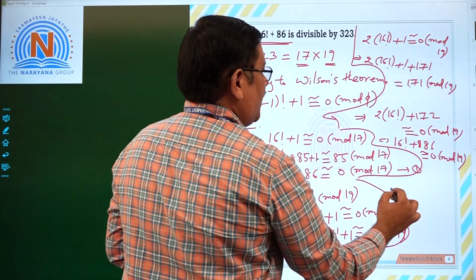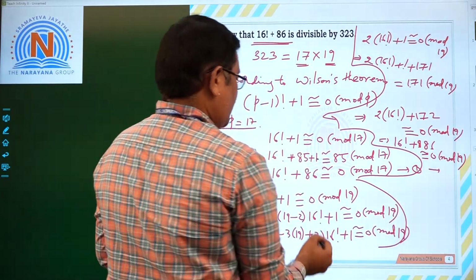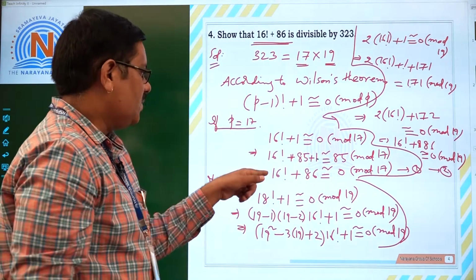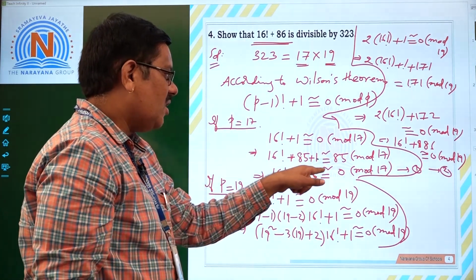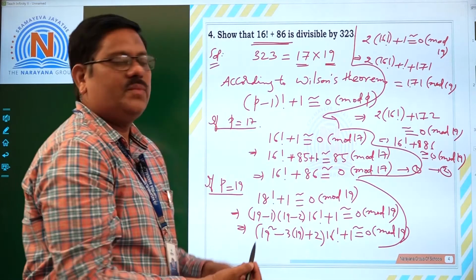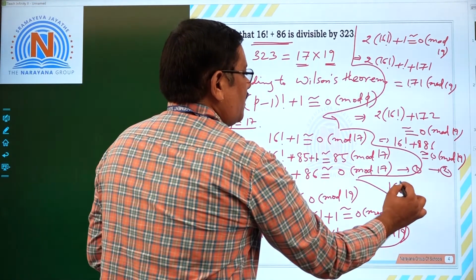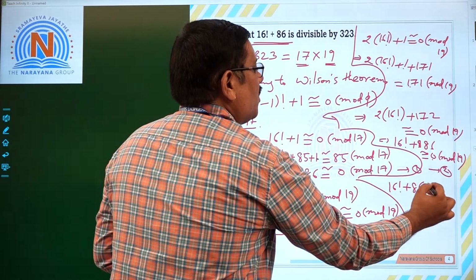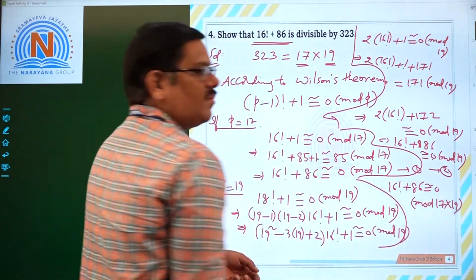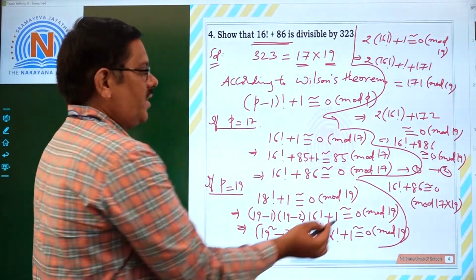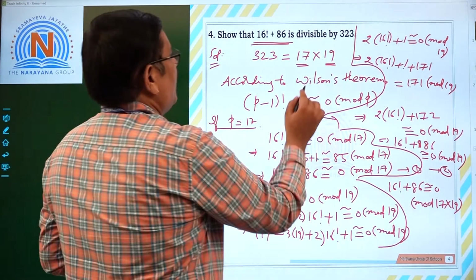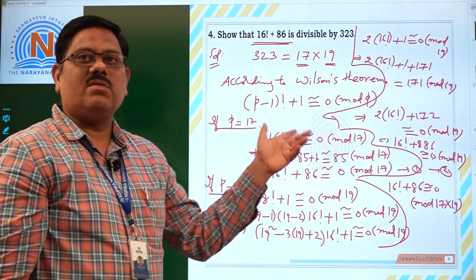I took the first as the first condition and this as the second condition. From 1 and 2, if you observe, 16 factorial plus 86 is congruent to 0 modulo 17, and 16 factorial plus 86 is congruent to 0 modulo 19. So definitely we can say that 16 factorial plus 86 is congruent to 0 modulo 17 into 19. 17 into 19 is nothing but 323. So we can say 16 factorial plus 86 is congruent to 0 modulo 323. So the remainder is, in this case, 0. So it is certainly divisible by 323.